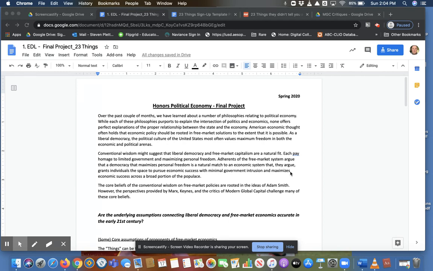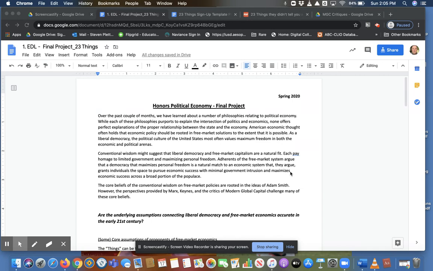American economic thought often holds that economic policy should be rooted in free market solutions to the extent that it is possible. As a liberal democracy, the political culture of the United States most often values maximum freedom in both economic and political arenas. Conventional wisdom might suggest that liberal democracy and free market capitalism are a natural fit. Each pays homage to limited government and maximizing personal freedom.